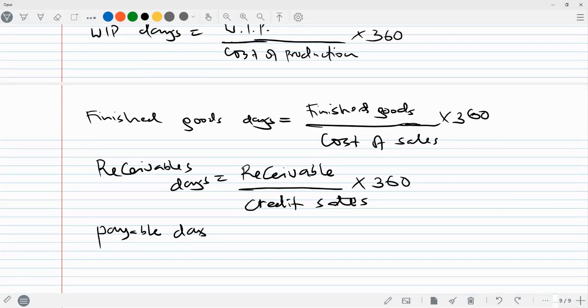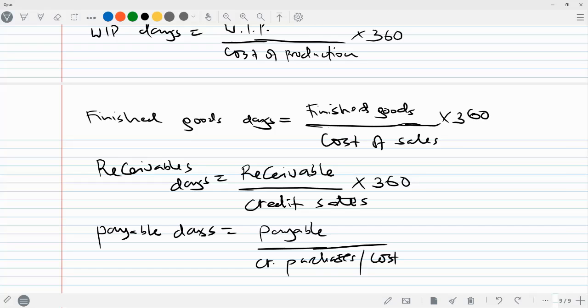And finally the payables days given us the payable, the amount we owe suppliers at any point in time during the year. We divide by the purchases made from them on credit. CL means credit purchases, or conventionally we use the cost of sales. Okay, cost of sales times 360, 365. Okay, and that's how we get the days.